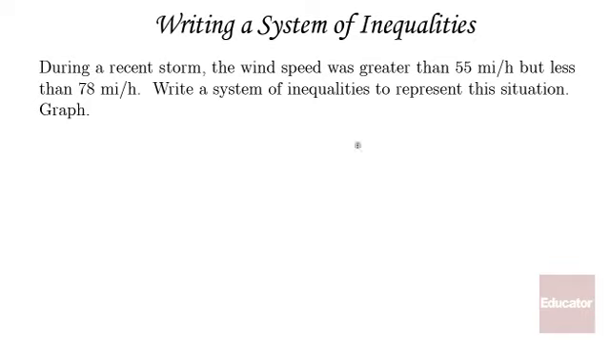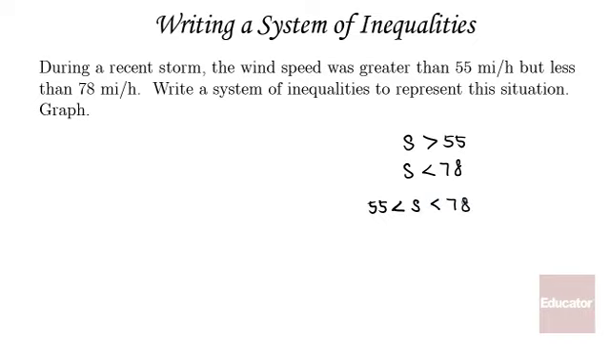So the wind speed was greater. Let's call that S for wind speed. The wind speed was greater than 55 miles. However, it was also less than 78 miles. So here I've created a system of inequalities because I have two inequalities, two parameters. It's telling me that S is greater than 55, but also that S cannot be greater than 78.